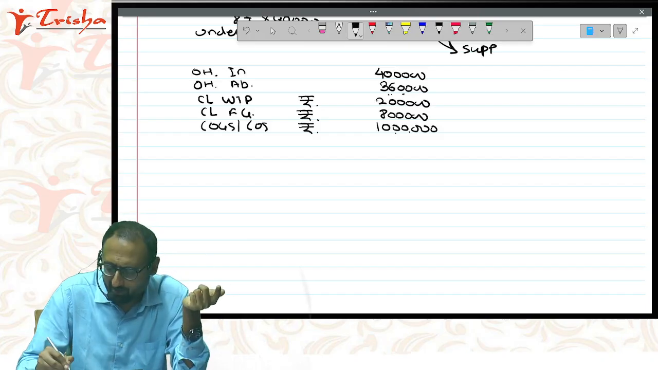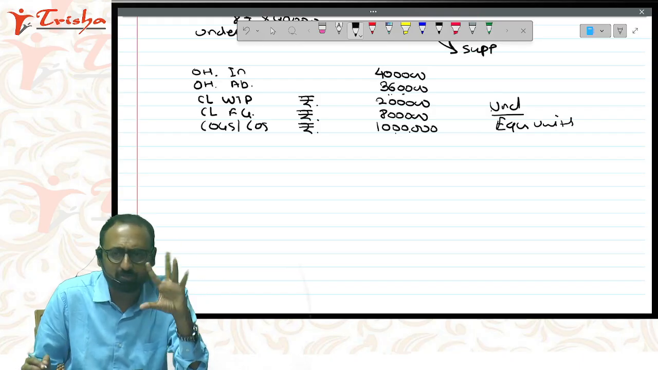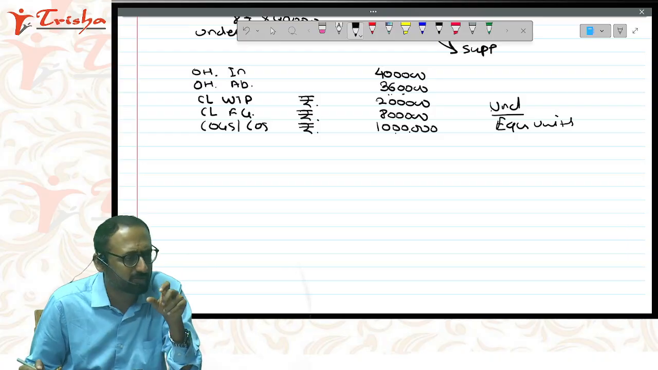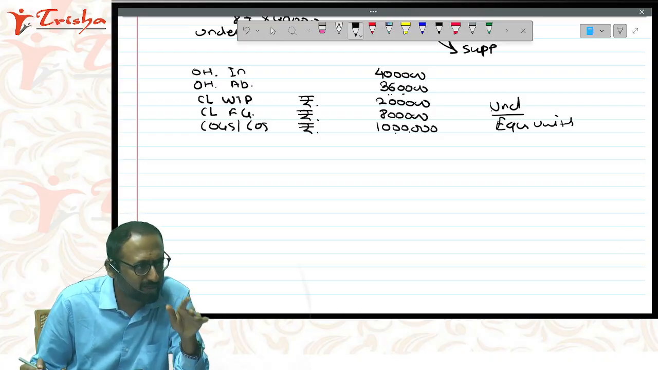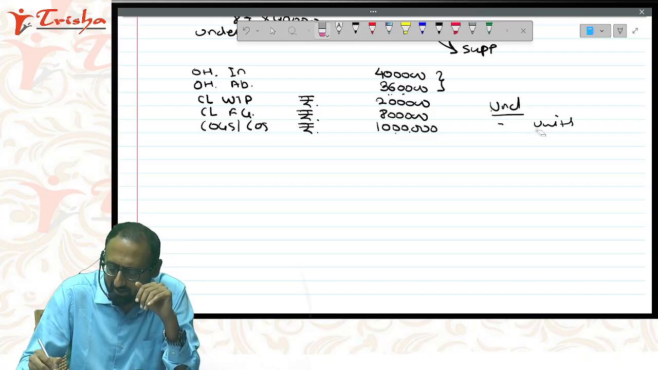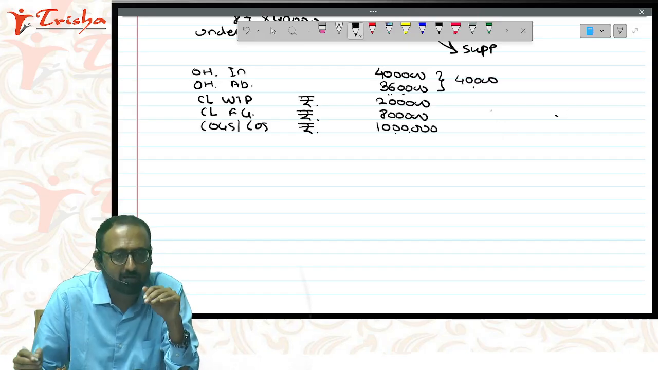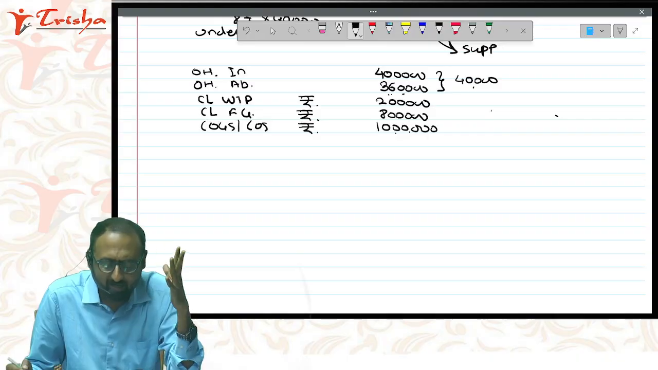We have seen the formula: under absorption divided by equivalent units. But units are not given, only this information is given. In such a situation, you will have to change the supplementary rate. Please tell me how much is the under absorption in this question. Is it 40,000? Yes, 40,000 is your under absorption.